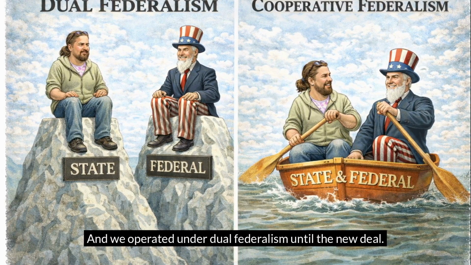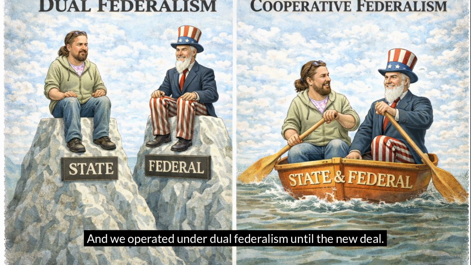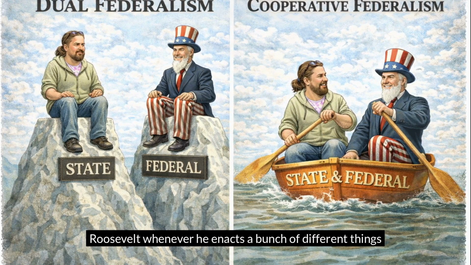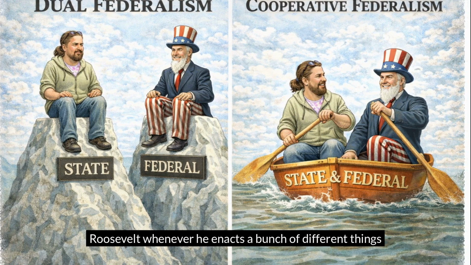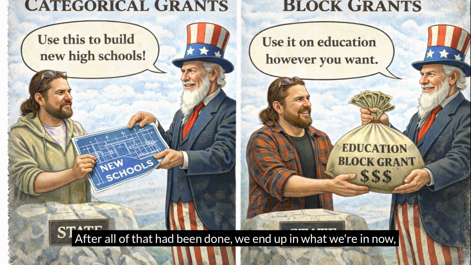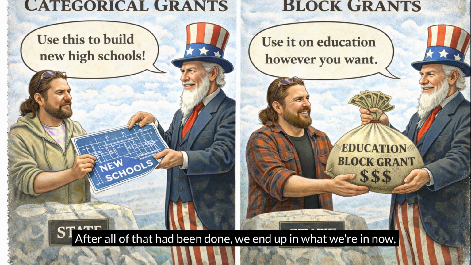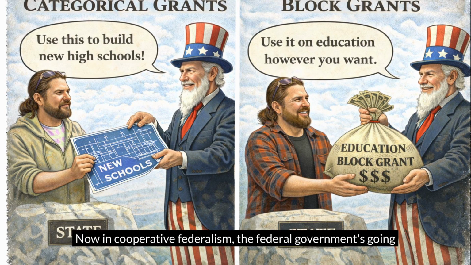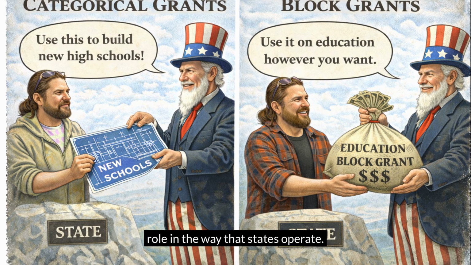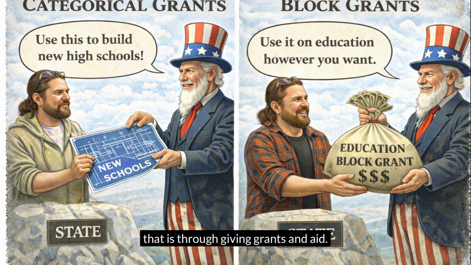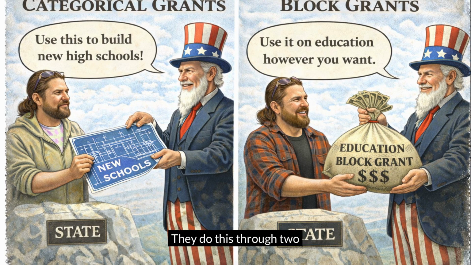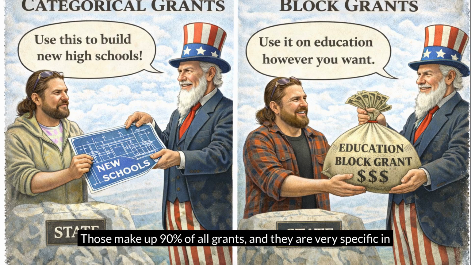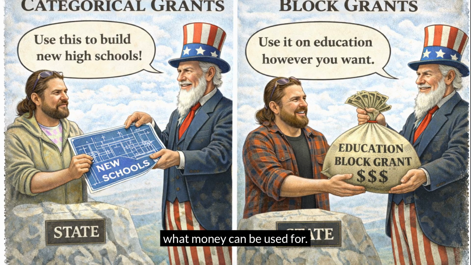And we operated under dual federalism until the New Deal. So this comes in between 1933 and 1938 under Franklin D. Roosevelt, whenever he enacts a bunch of different things trying to get us out of the Great Depression. After all of that had been done, we end up in what we're in now, something called cooperative federalism. Now, in cooperative federalism, the federal government's going to start playing a much bigger role in the way that states operate. And one of the ways they do that is through giving grants and aid. They do this through two different types of grants. Categorical grants, those make up 90% of all grants, and they are very specific in what money can be used for.